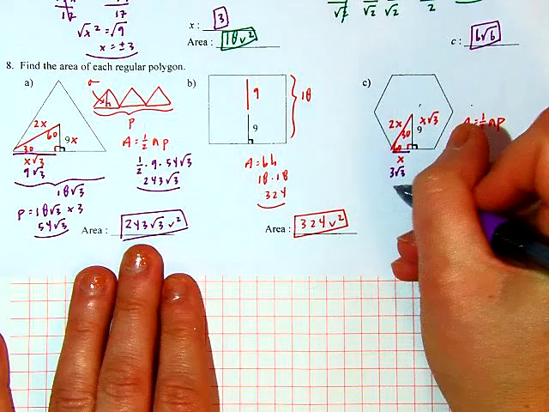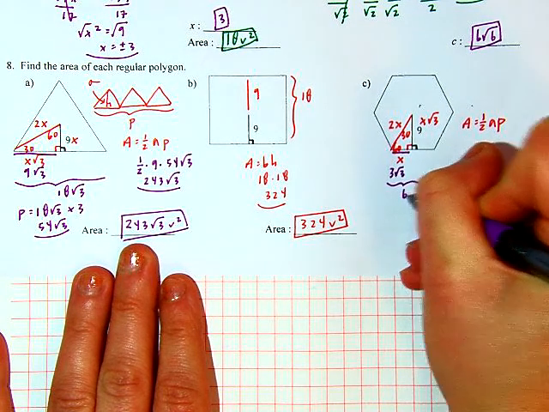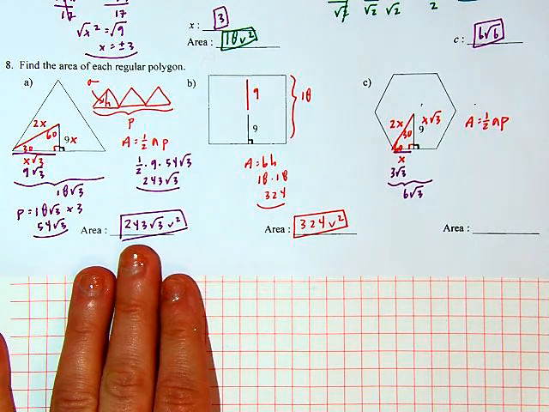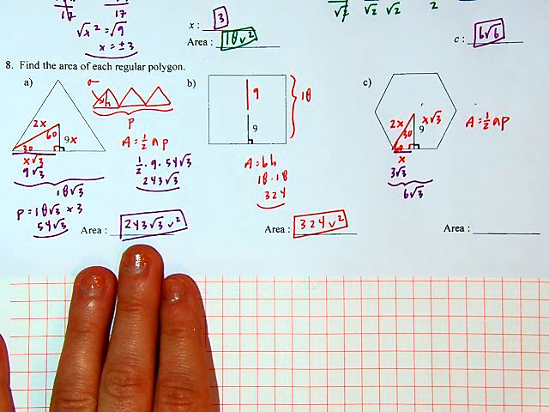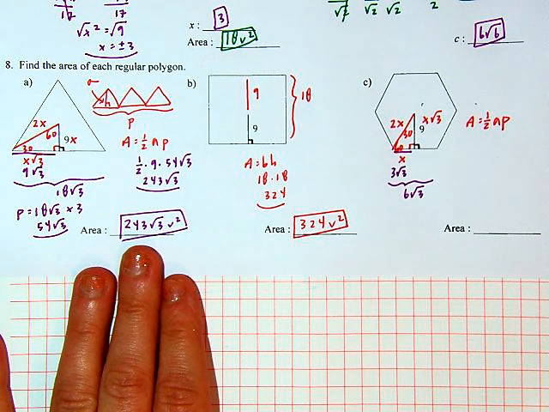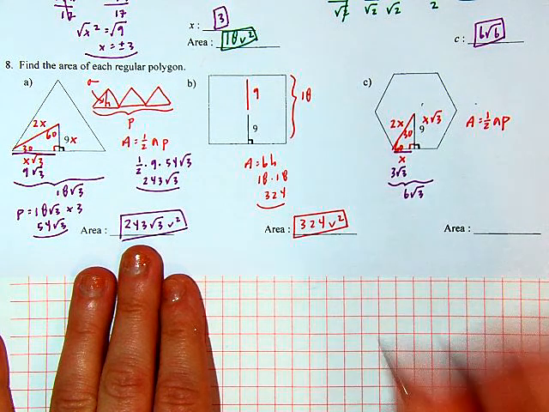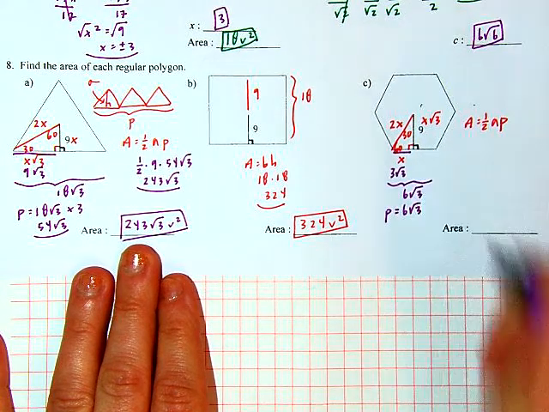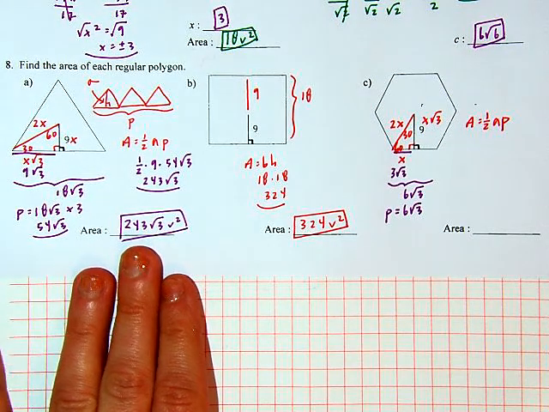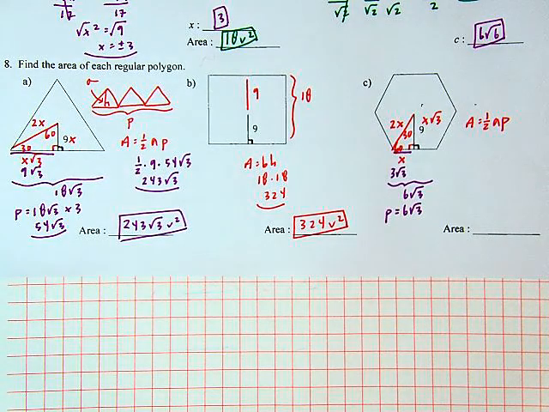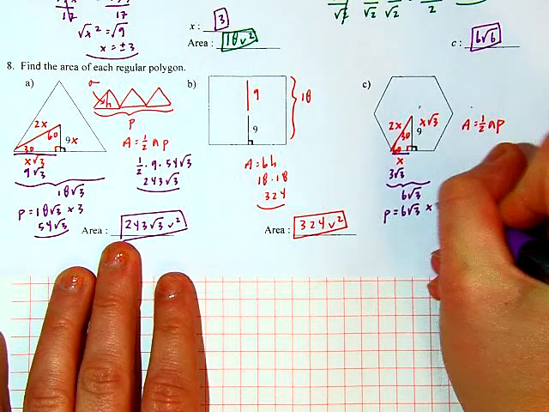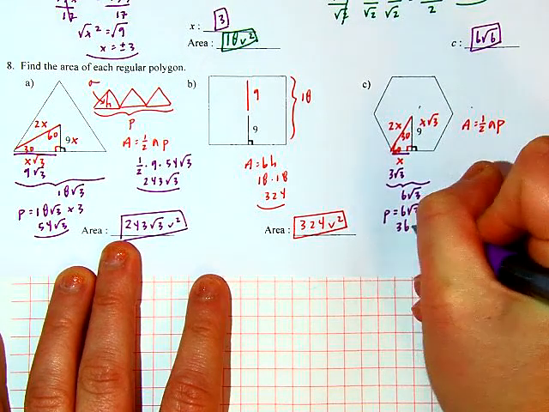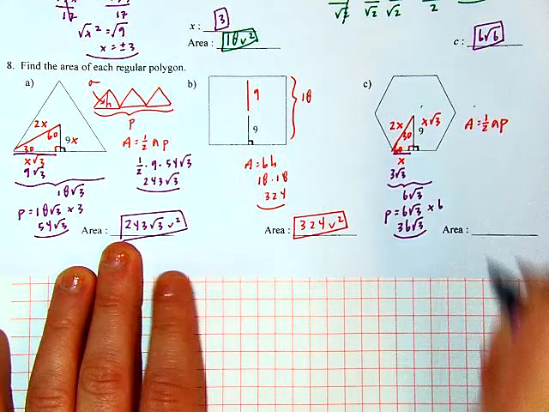That's really 1/2 of a side. So a full side would be 6 root 3. It would be the same as the radius for this shape only. So a side and a radius are the same when it's a regular hexagon. So if I need my full perimeter, I'm taking that side of 6 root 3, and I have 6 of them. I have 6 sides that are all the same. So if I multiply by 6, then my perimeter is 36 root 3.